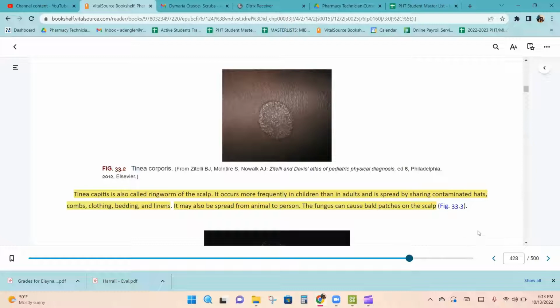Tinea capitis is also called ringworm of the scalp. It occurs more frequently in children than in adults and is spread by sharing contaminated hats, combs, clothing, bedding, and linens. It may also be spread from animal to person. The fungus can cause bald patches on the scalp.